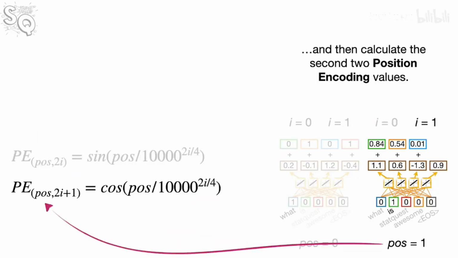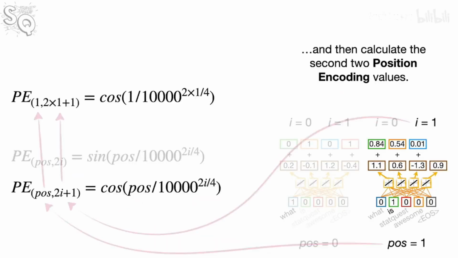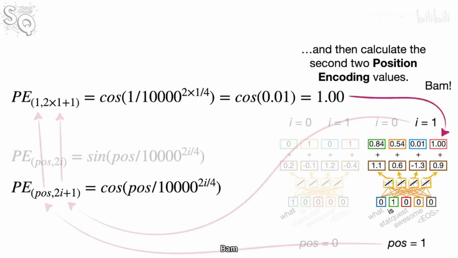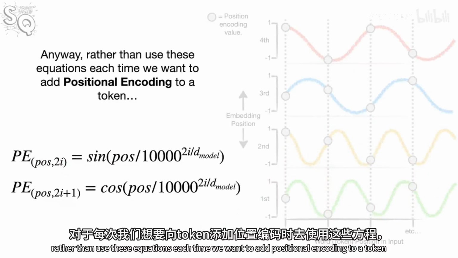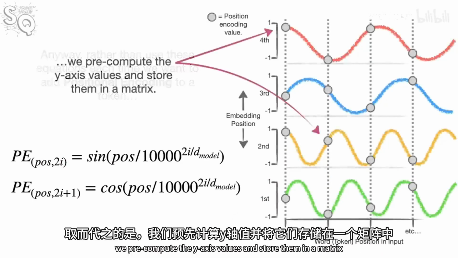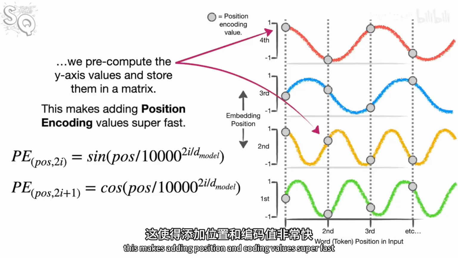and then calculate the second 2 position encoding values. Bam! Anyway, rather than use these equations each time we want to add positional encoding to a token, we pre-compute the y-axis values and store them in a matrix. This makes adding position encoding values super fast.